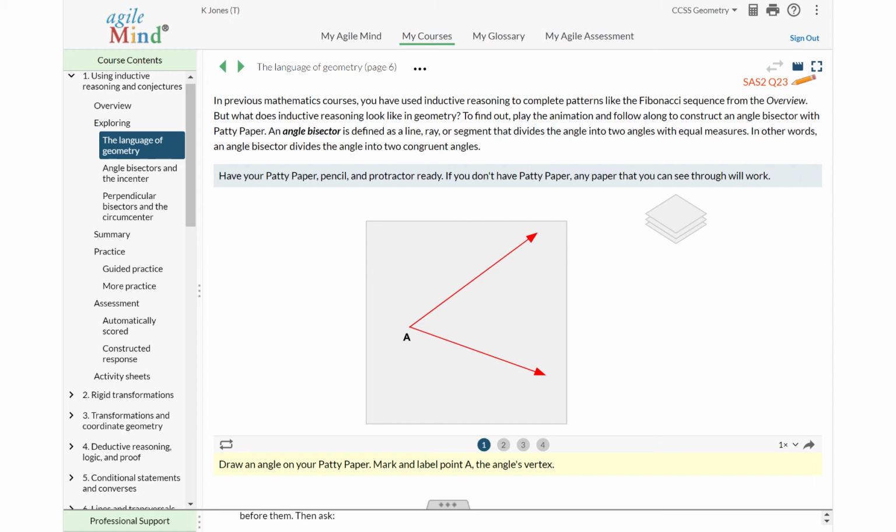So the first thing that they did is they drew an angle on the patty paper and they marked and labeled point A at the angle's vertex.